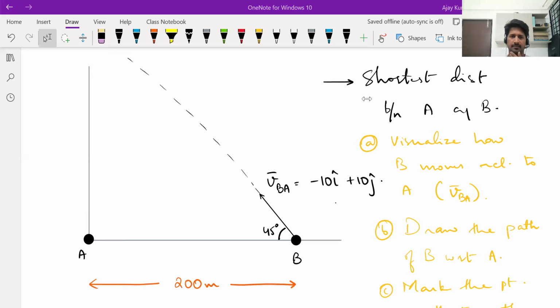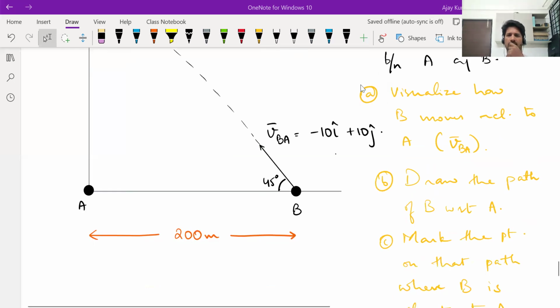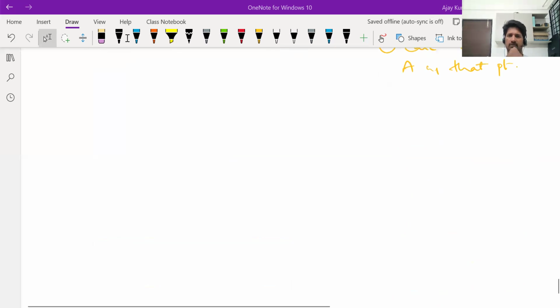Nitya, any idea? Anyone? Okay, if you don't know that, then you won't be able to solve this question.